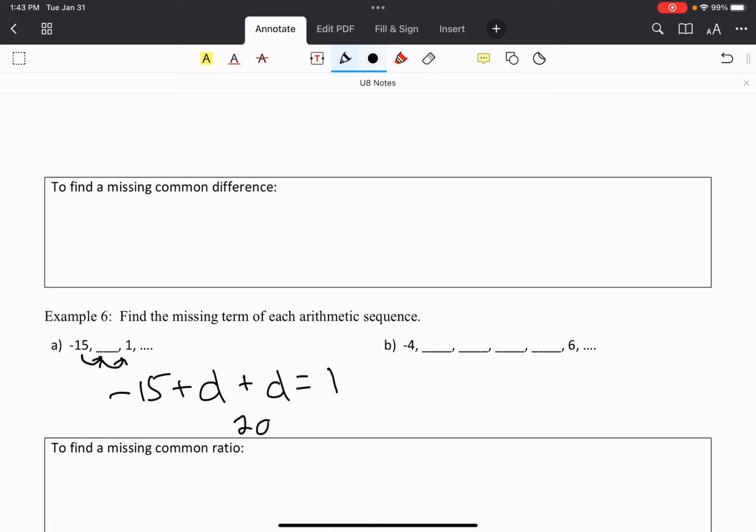So 2D is 16. D is 8. 8 is the common difference, but careful, that's not what the question asks, right? Find the missing term. So then it would be negative 15 plus 8, so negative 7. So to find a missing common difference, you set up an equation.